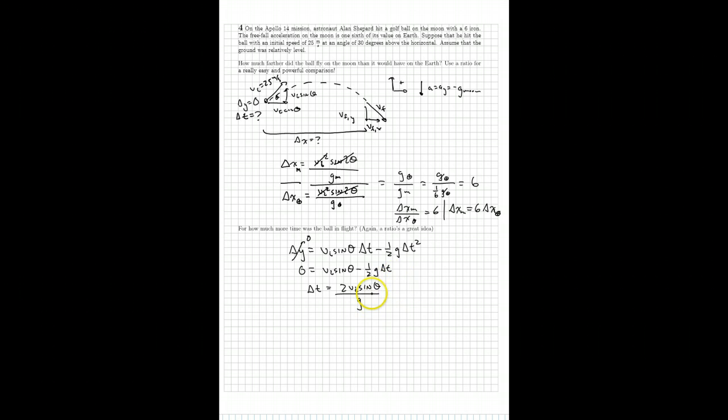So instead of calculating this number for both the Earth and the moon, I'm going to do a ratio again. So delta t moon, vi and the theta are the same, but the g is different again, over delta t Earth. So that's 2 vi sine theta, those are the same again, over g Earth, and actually it's the same, g Earth over g moon, it's the same ratio, which we discovered was 6. So it goes 6 times as far, and it's in the air for 6 times as long.